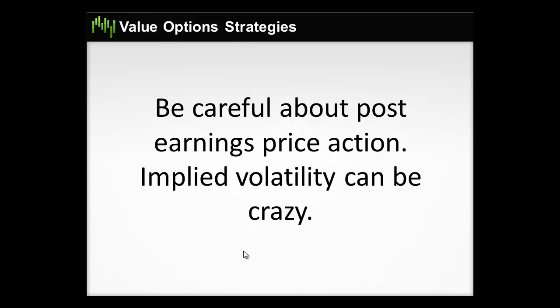Now, be careful about post-earnings price action. Implied volatility can be crazy. The market needs to gather itself. So when you have a market shock, like Apple recently had an earnings report come out that was better than expected, prices gapped way up. And after that happens, according to what we're talking about here, you want to let things kind of settle down. So there are other strategies that you might want to take advantage of when that happens.